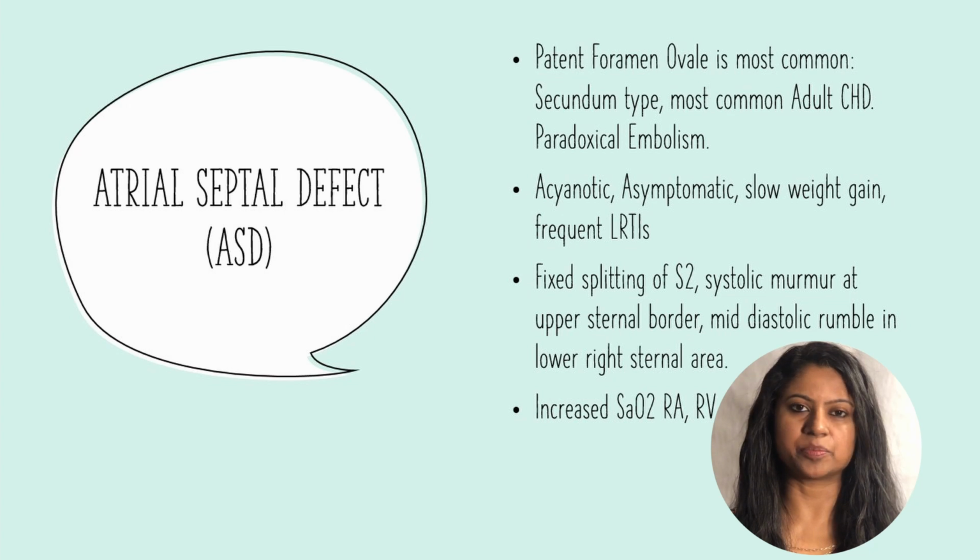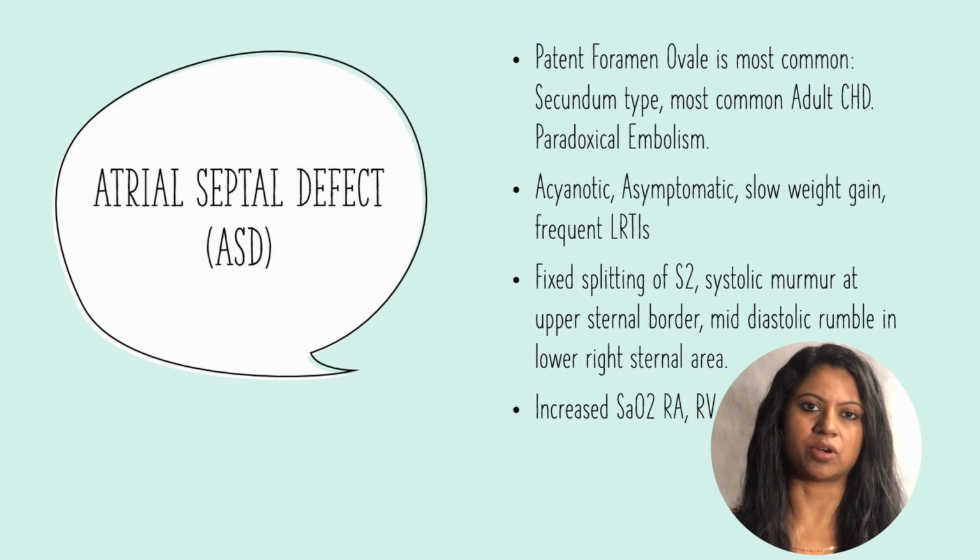There is a fixed split of S2 on physical examination. In some cases, there may be a systolic murmur in the upper sternal border and sometimes a mid-diastolic rumble in the lower right sternal border. Cardiac catheterization will show increased oxygen saturations not only in the right ventricle and the pulmonary artery, but also in the right atrium.